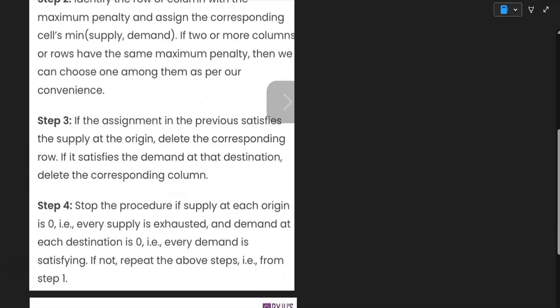The third stage is, if the assignment in the previous step satisfies the supply at the origin, delete the corresponding row. If it satisfies the demand at the destination, delete the corresponding column. Okay. The last one is stop the procedure if supply at each origin is equal to 0, every supply is exhausted, and demand at each destination is 0. That is, every demand is satisfied. If not, repeat the above steps, that is from step 1 to step 3.